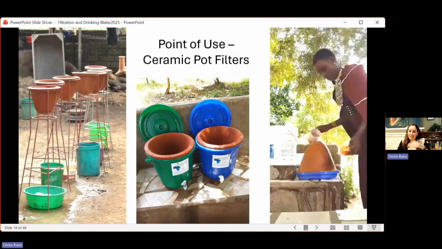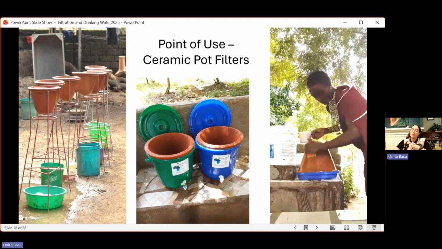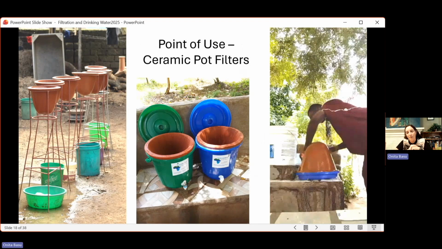I also wanted to leave a little bit of time for talking about another type of filter system, which is a ceramic pot filter.